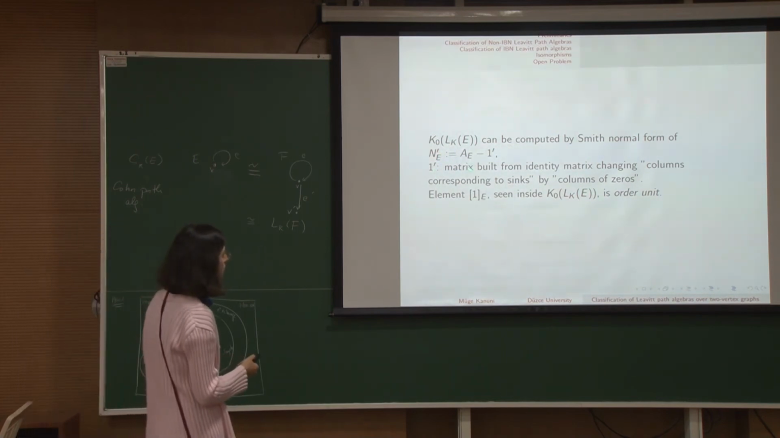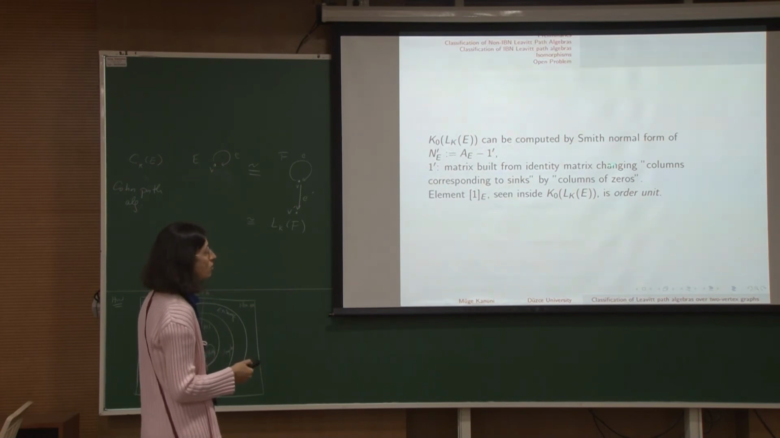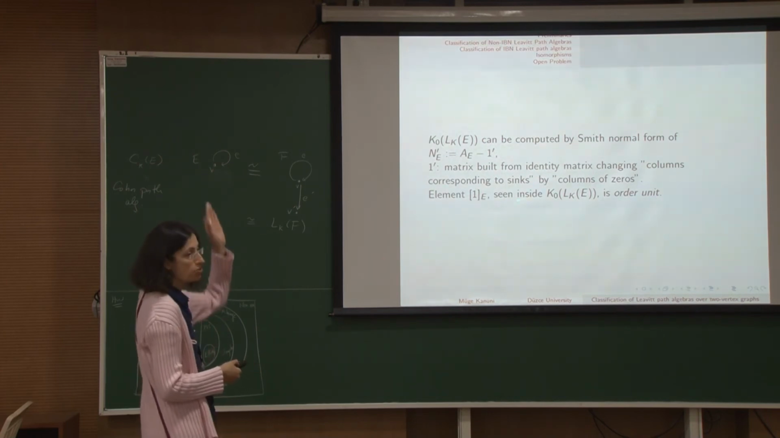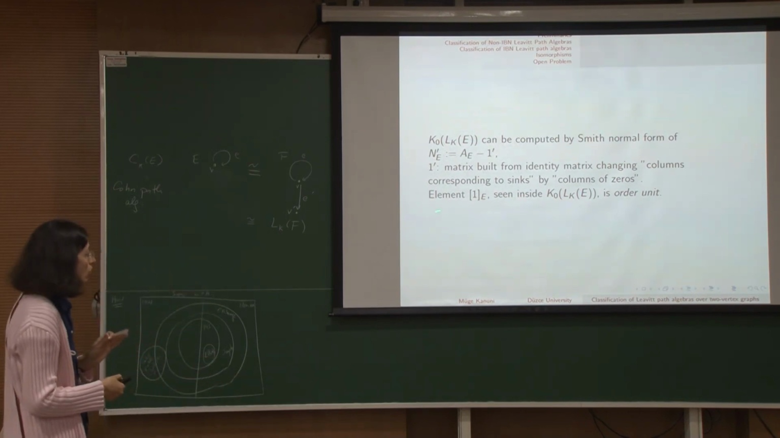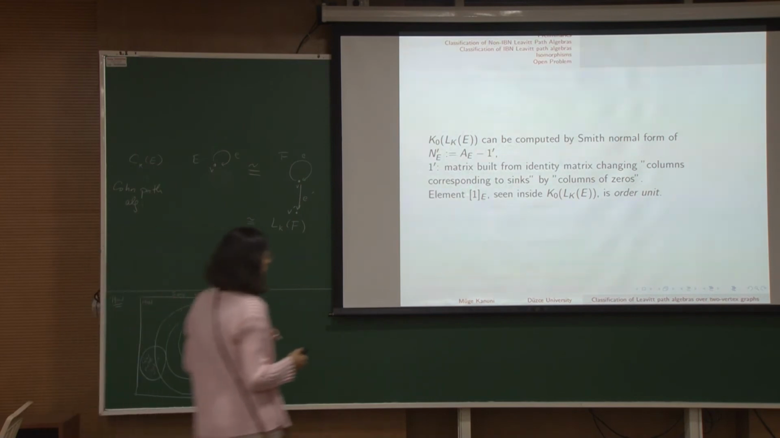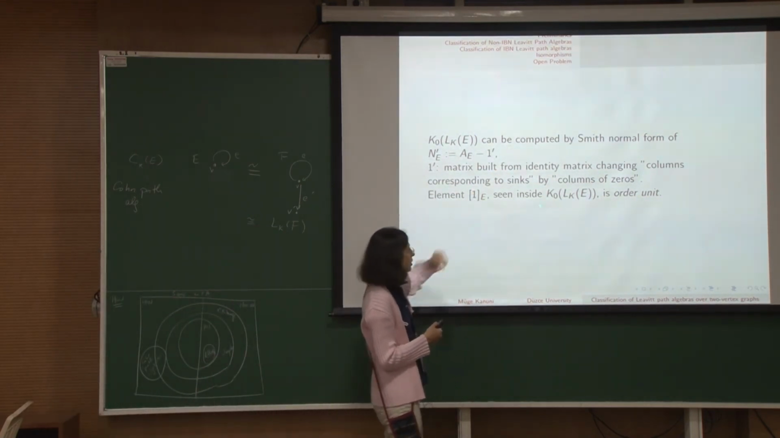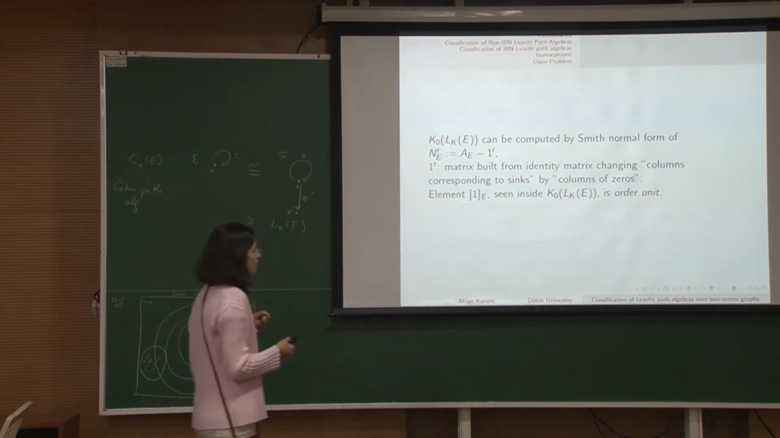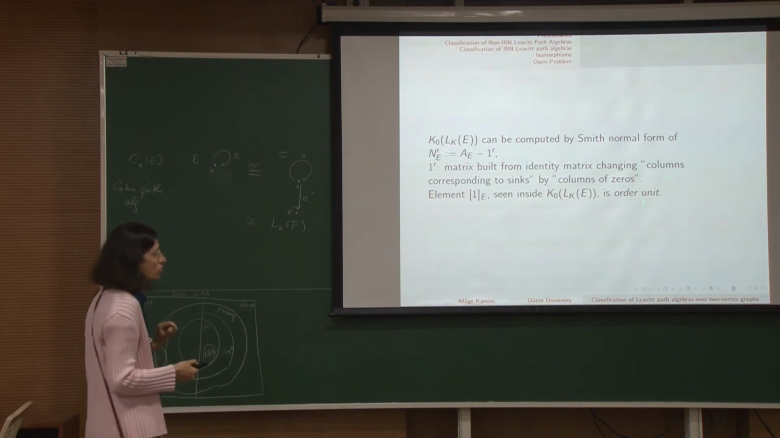What's I prime? It is the matrix you build from the identity matrix, but you change the columns corresponding to the sinks by a column of zeros. And this 1_E is exactly what I call L in my model. That element is seen inside K0, that's the order unit.